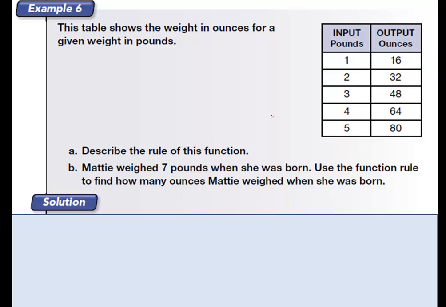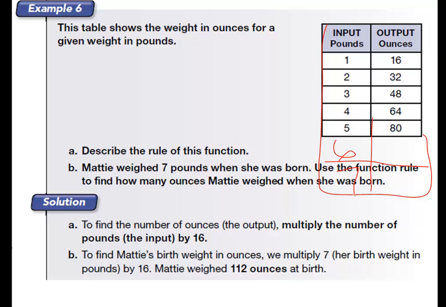And in B, if Maddie weighed 7 pounds when she was born, use this function rule to find out how many ounces Maddie weighed when she was born. For B, you know you're going to have to continue this down, right? And just take this to 6 pounds and 7 pounds.